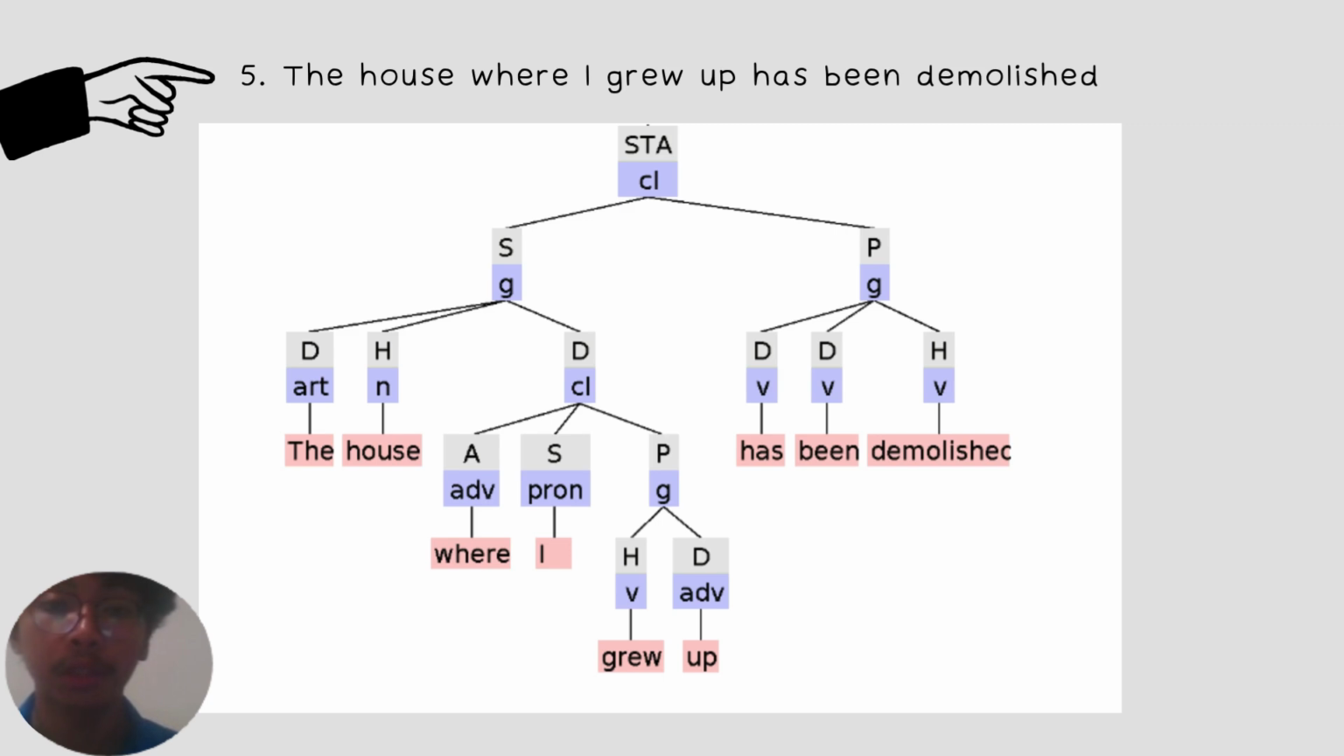And then the last question. The house where I grew up has been demolished. The tree diagram is divided into two, noun phrase and verb phrase. The noun phrase is divided into three: the article the, noun house, and then a clause divided into three, adverb where, pronoun I, and then verb grew and adverb up. The verb phrase is divided into three verbs. The first verb is has, the second been, the third demolished.